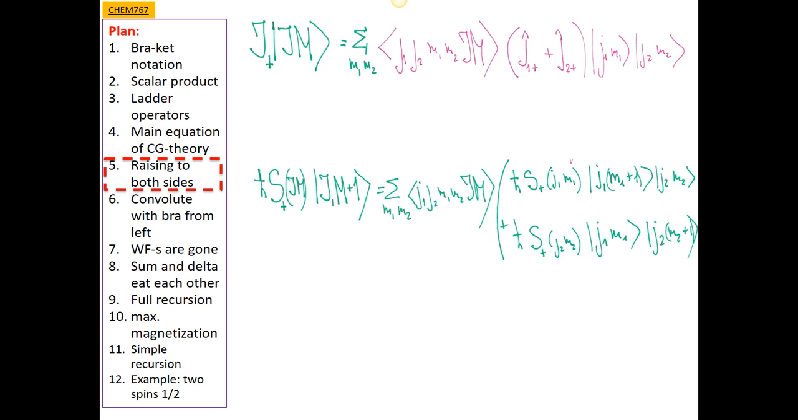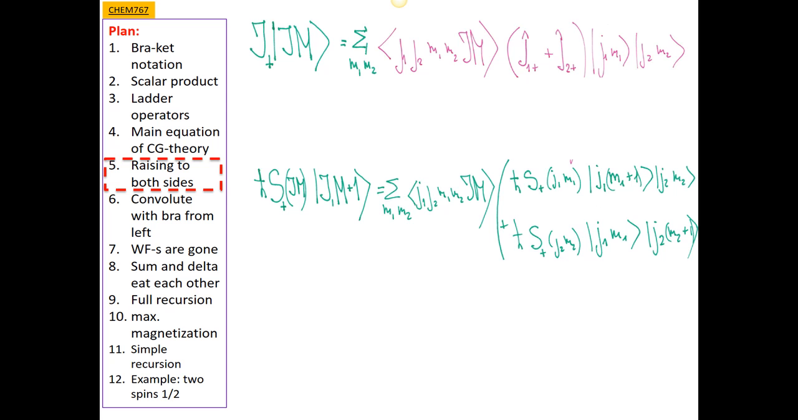Now we are going to apply this operator, with plus sign, J plus, to this expression, the summation over M1 and M2. We could place it in front of the sum, but since the quantum operator doesn't affect the summation, we can put it inside.